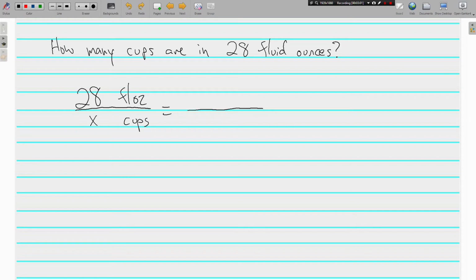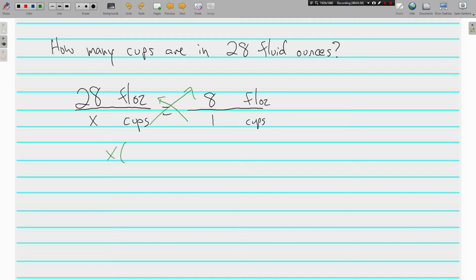Third step is to label. Just keep our same labels and move them over. We have to have the same labels going horizontally. And fourth step, what do I know? What do we know about fluid ounces and cups? There are 8 fluid ounces in 1 cup. And now we're ready for cross products.